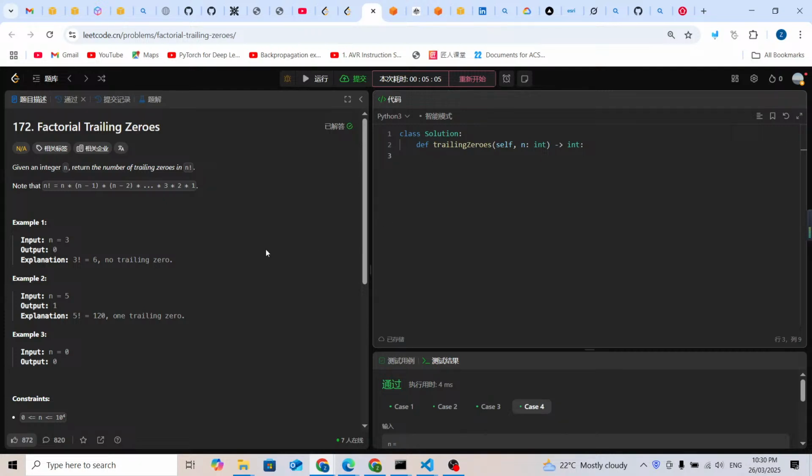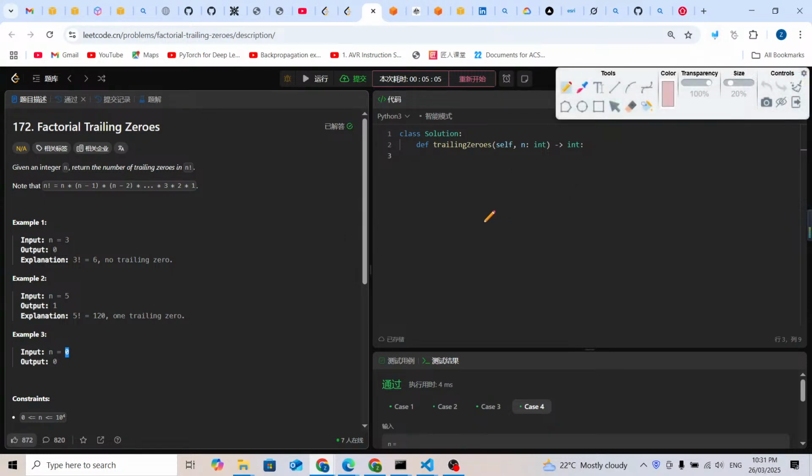Trailing zeros. For this problem, we are given an integer n, and we're going to return the number of trailing zeros in n factorial. For example, the factorial of 3 is 6, and there's no trailing zero. But the factorial of 5 is 120, so there's 1 trailing zero, and we return 1. Similarly, if n equals 0, the factorial is 1, there's no trailing zero, so we return 0.